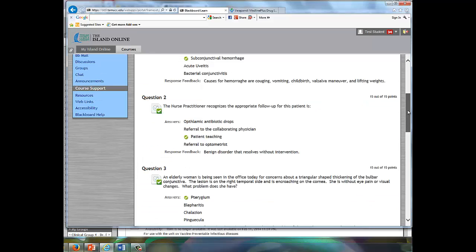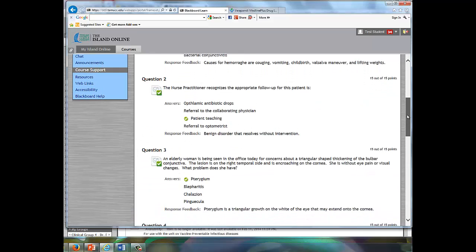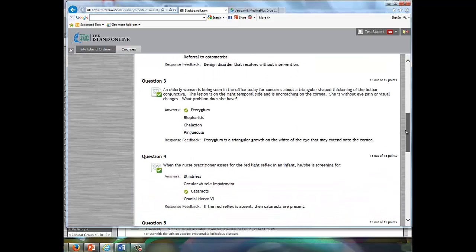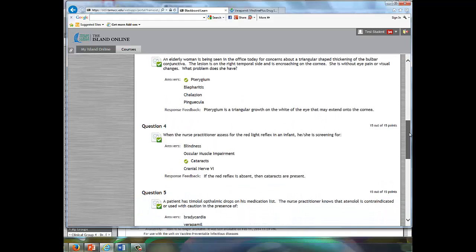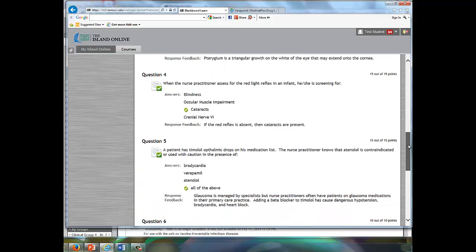Follow-up for somebody with a hemorrhage is patient teaching. It's a benign disorder. Pterygium is a triangular growth on the white of the eye that may extend into the cornea. Now you can see that I'm using definitions that are consistent in most resources, so you'll look for those key words to help you in your clinical practice, but also on your boards that give you license to practice.